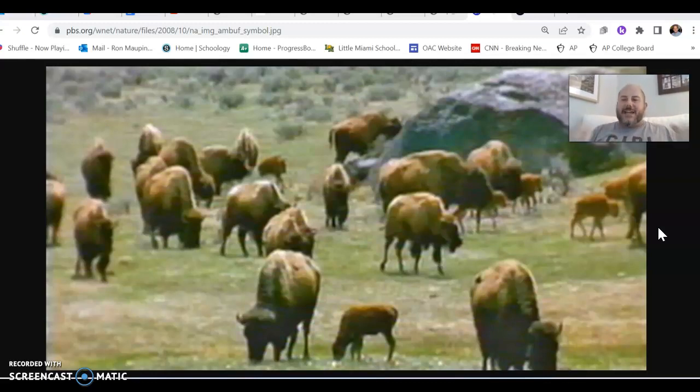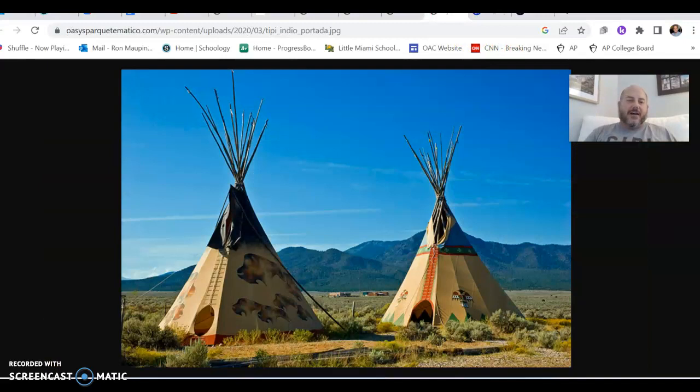But you have to be able to follow these buffalo. You have to be able to catch them. So you can't be sedentary. You can't have dwellings that are going to have a lot of permanence to them. You've got to be mobile. And that's going to explain the creation of teepees as a common type of shelter. Easily constructed, easily deconstructed, easily transportable to go where you need to go.